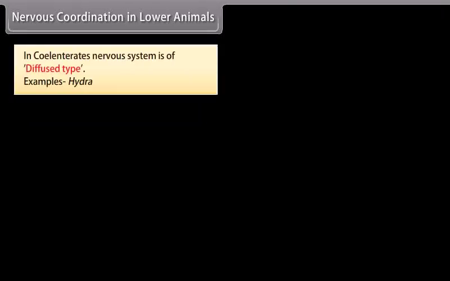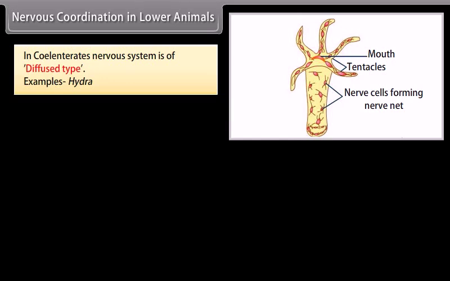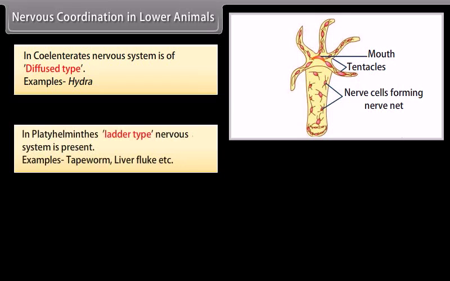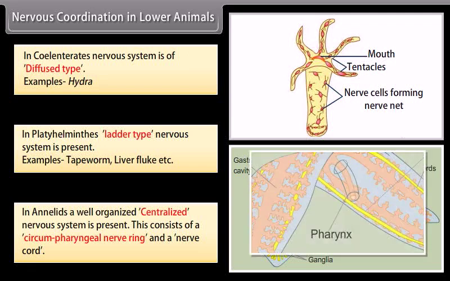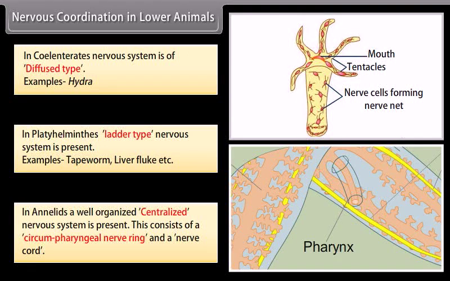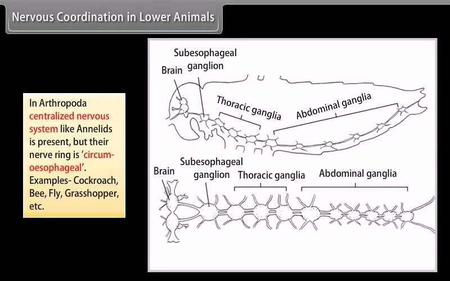Nervous coordination in lower animals. In coelenterates, the nervous system is of diffused type. Example: hydra. In platyhelminthes, ladder-type nervous system is present. Examples: tapeworm, liver fluke, etc. In annelids, a well-organized centralized nervous system is present. This consists of a circumpharyngeal nerve ring and a nerve cord. In arthropoda, a centralized nervous system like annelids is present, but their nerve ring is circumesophageal.